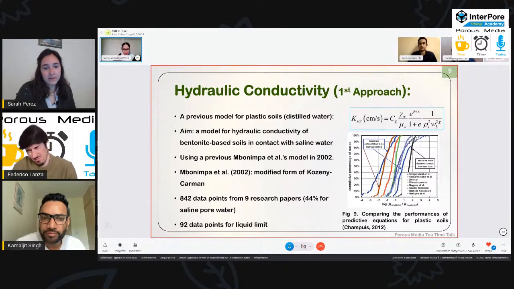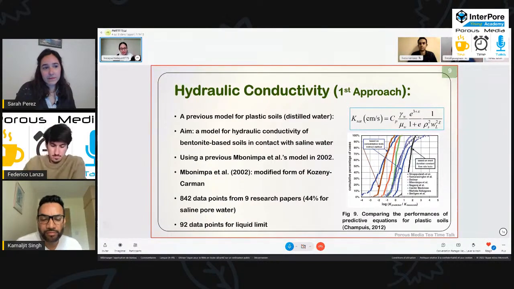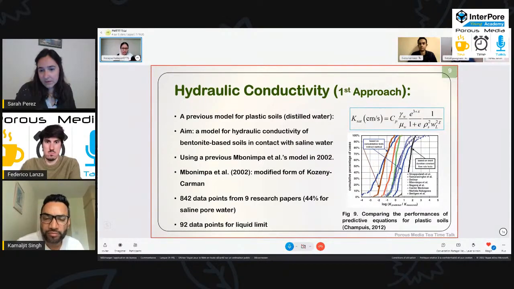It should be noted that this model is the revised form of the well-known Kozeny-Carman model for hydraulic conductivity of soils. As it is written in this slide and in the blue box, this model is a function of void ratio, solid density of soil, and liquid limit. We use this model as a base to develop a new model for hydraulic conductivity as a function of salt concentration.